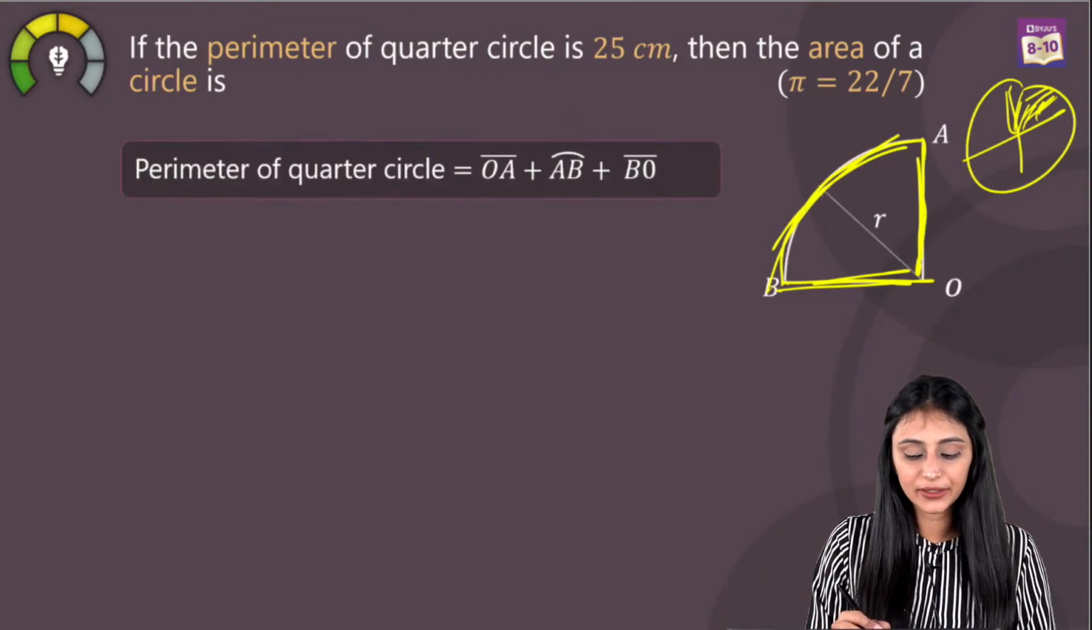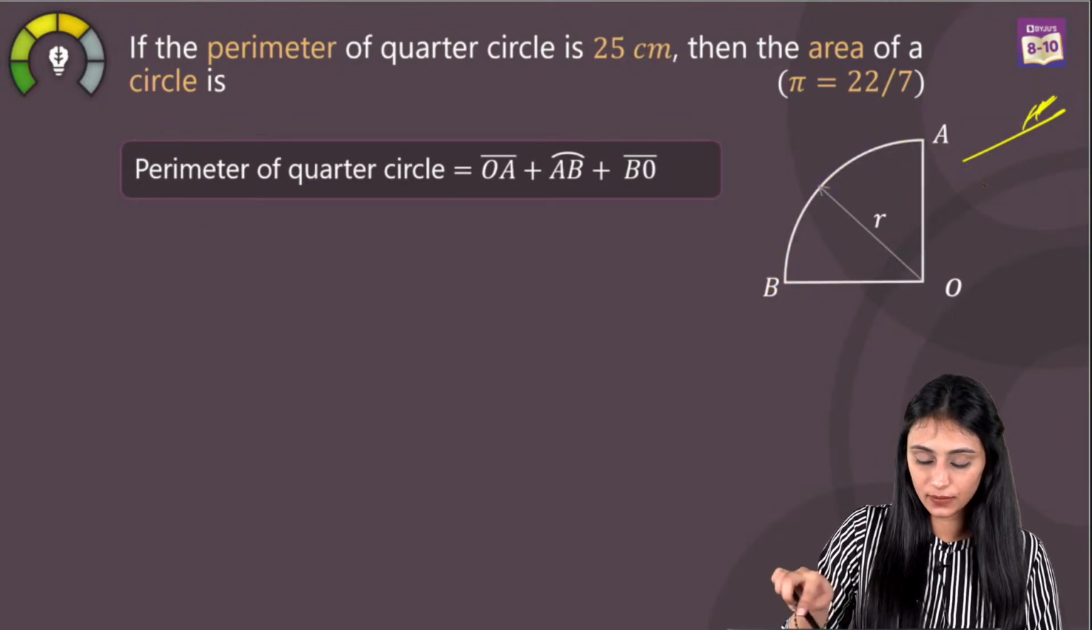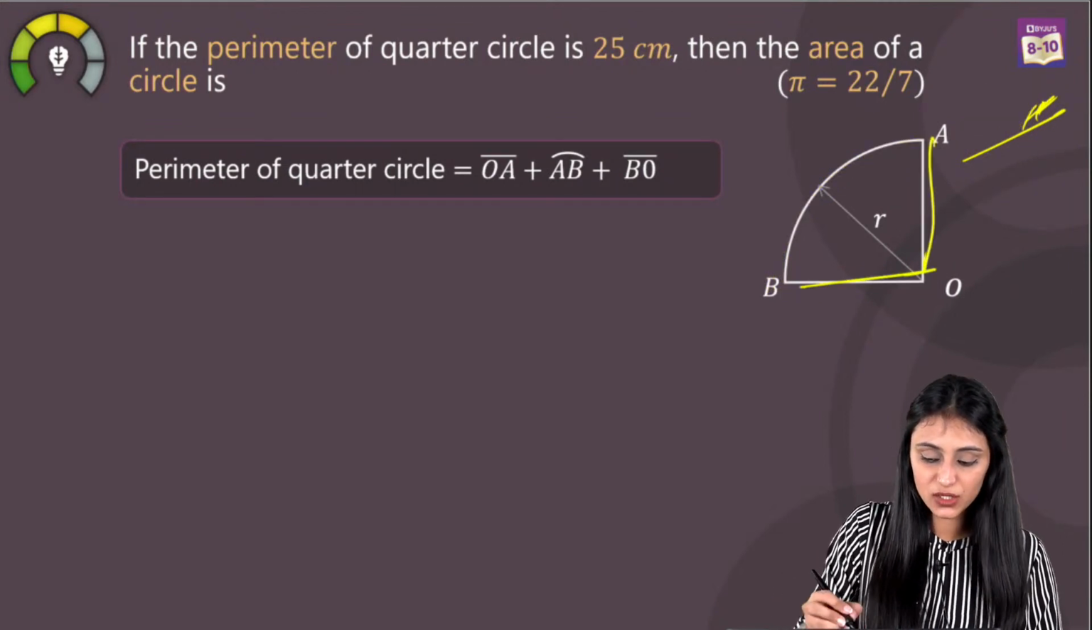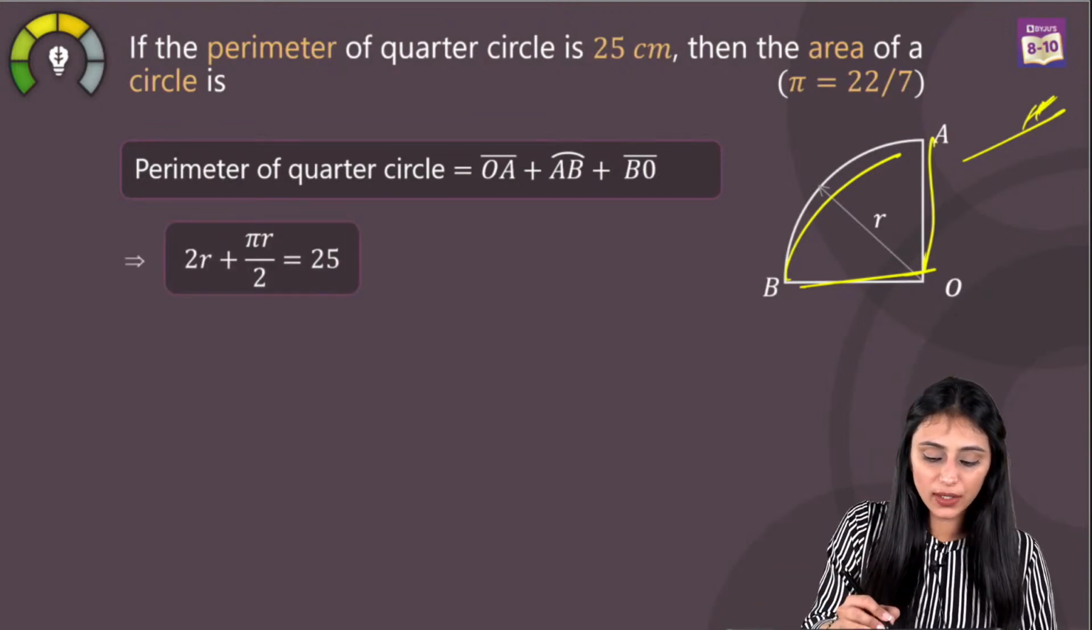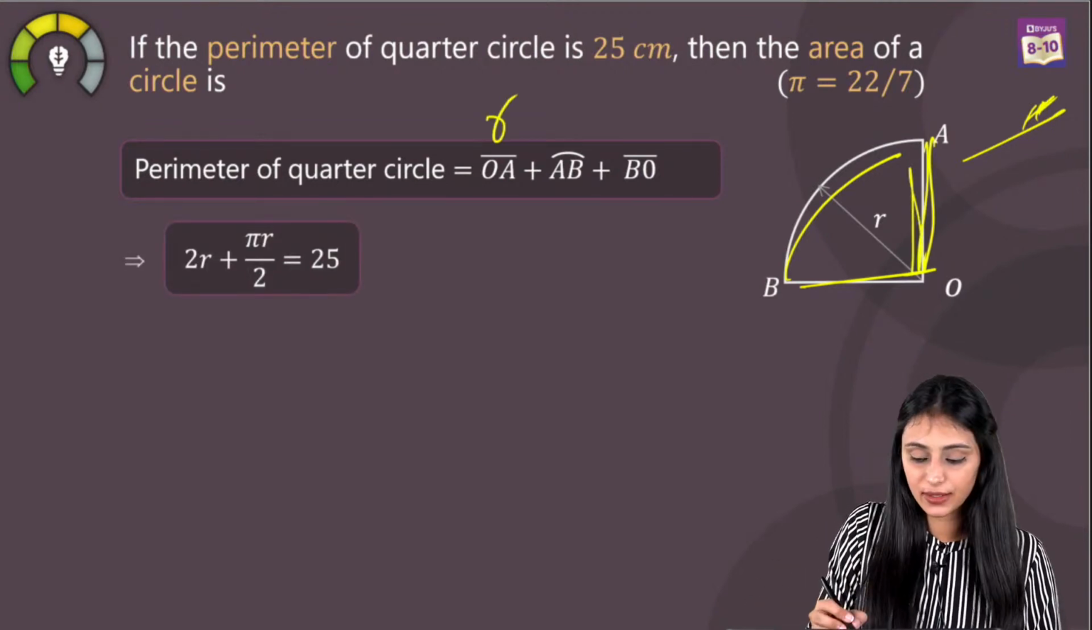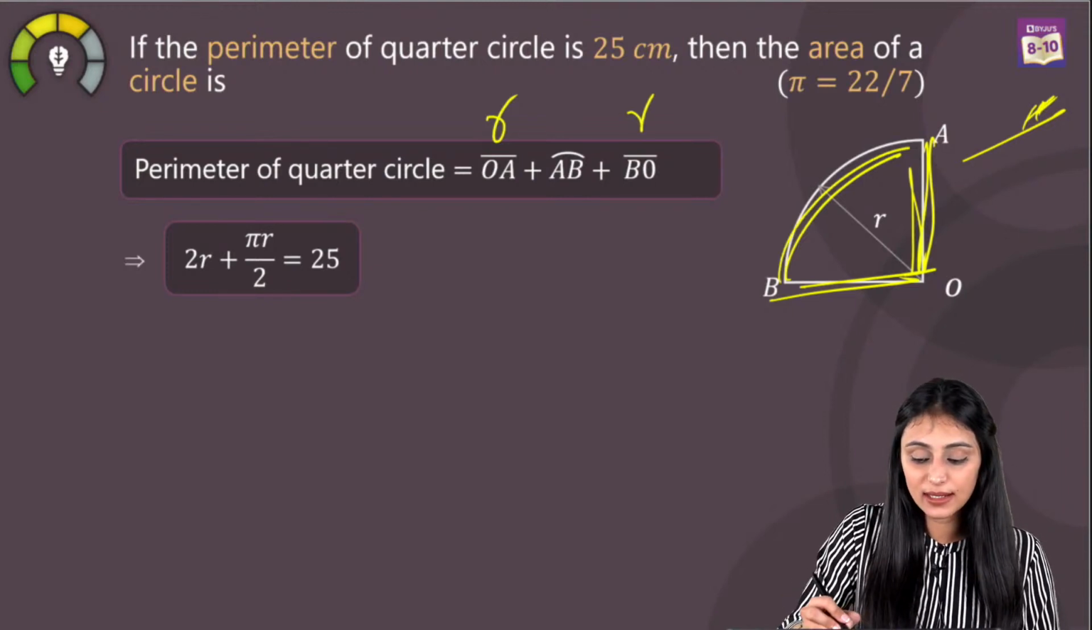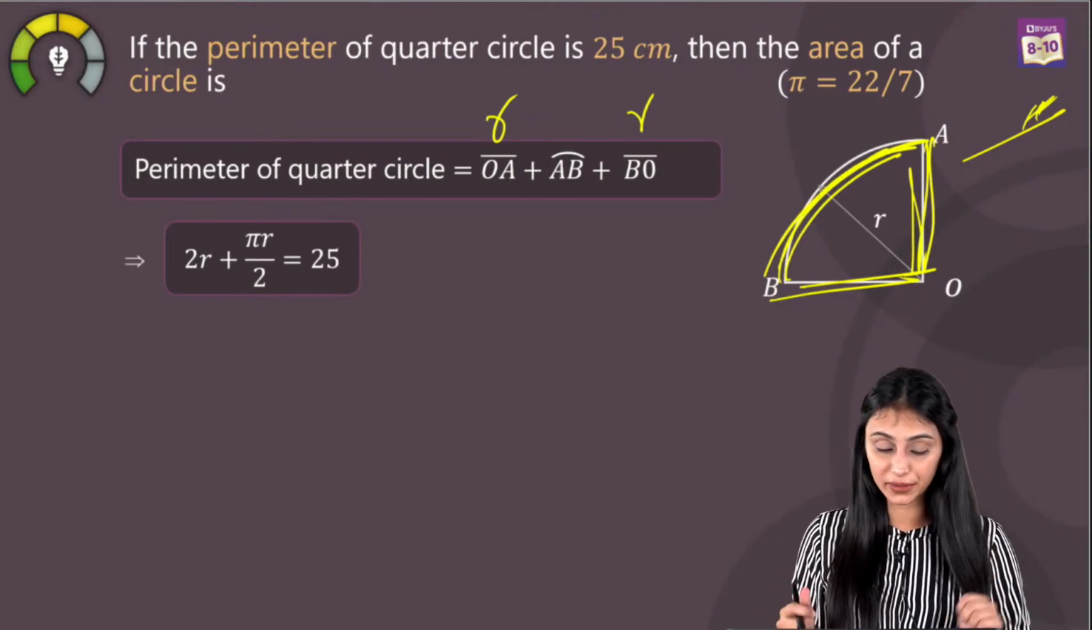So we will say that here, this is OA, this is OB, and this is arc AB. So let's put their values. OA is R, that's the radius. OB is also the radius, and AB is the length of arc. What is the formula for length of arc?